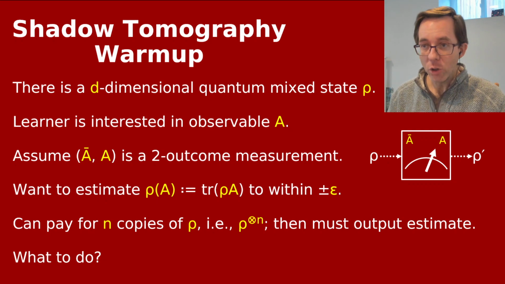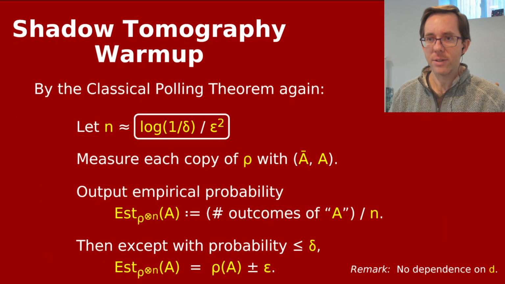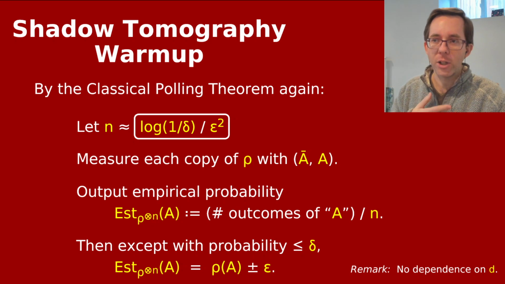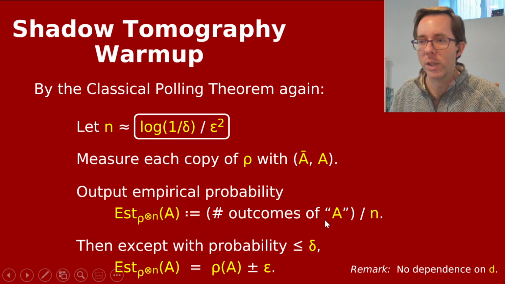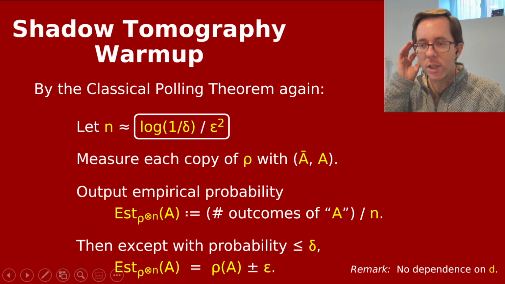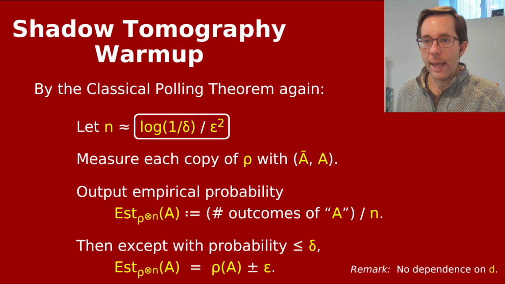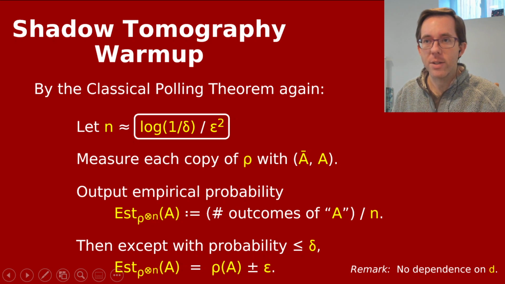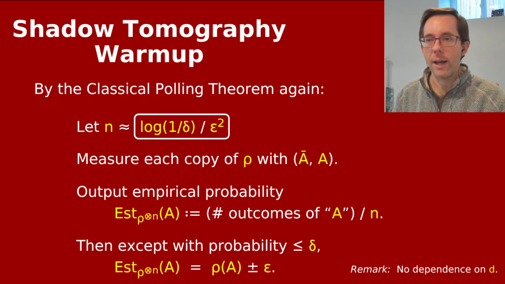Well, in fact, the solution to this problem is exactly the same as the solution to the classical problem. You can use the classical polling theorem again. You take your n copies of rho and pass them each through the measuring device, and you either get A or not A. You output the empirical fraction of the times that you got the outcome A, divided by n. By definition, this has the right expectation. And the same classical polling theorem tells you that your estimate will be within plus or minus epsilon, except with probability delta, if you let n be log 1 over delta over epsilon squared. And again, there's no dependence on d, the dimension of rho, at all.